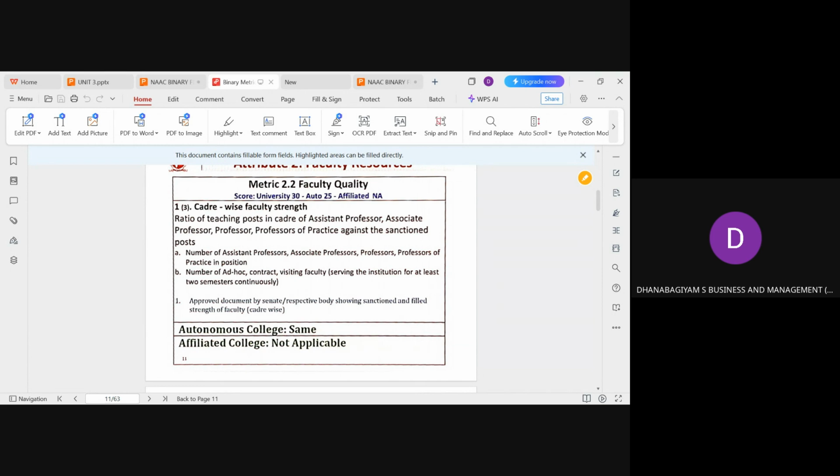Sometimes we can have two or three or even one professors and professor of practice. Sometimes we can have even ad hoc contract visiting faculty who are serving in other institutions. Sometimes, for example, we are doing some skill-based courses where our faculty are not capable enough to deliver that particular course. We can even hire some faculty part-time or in a visiting manner who can deliver the courses.